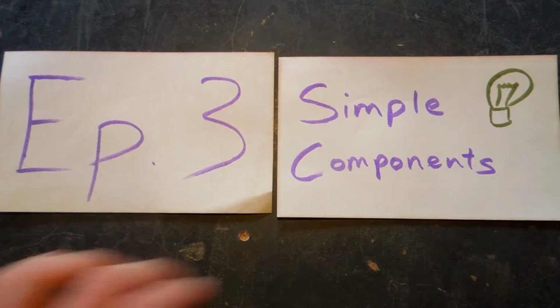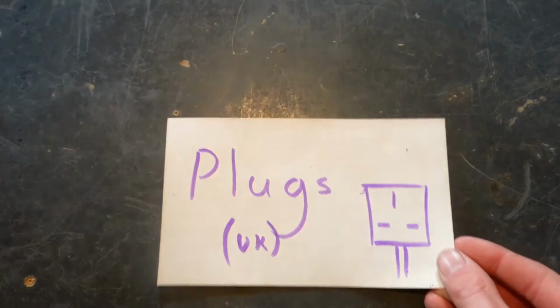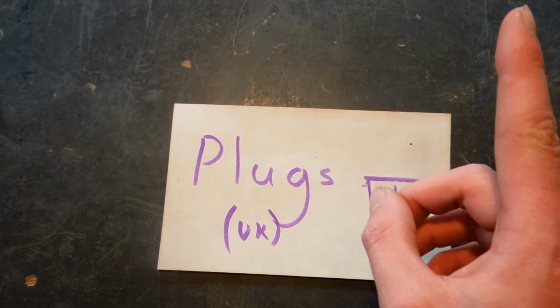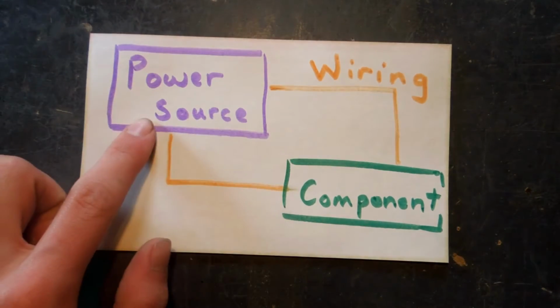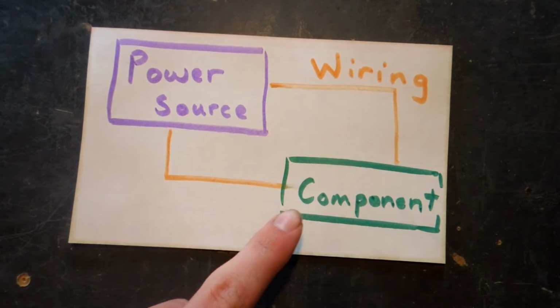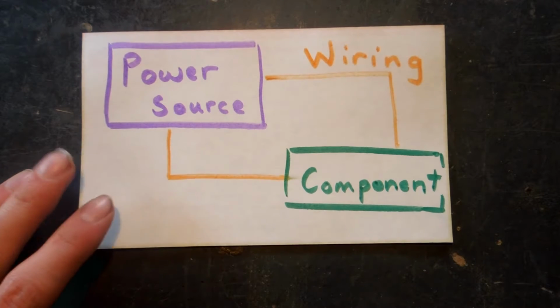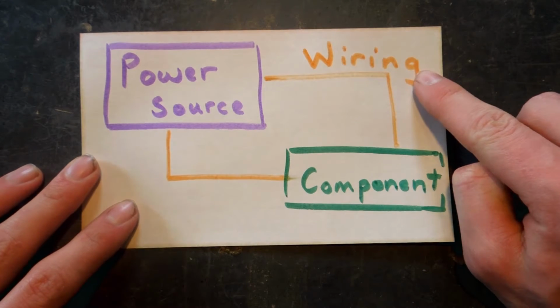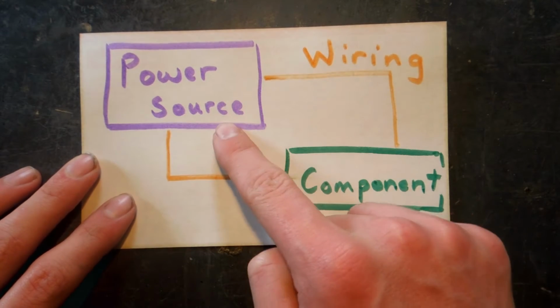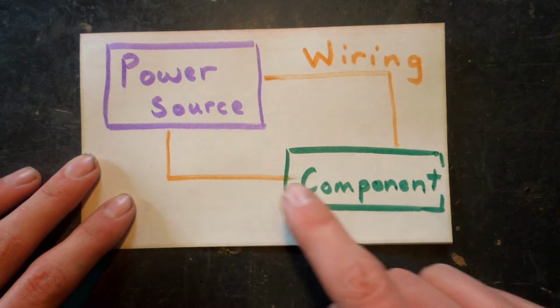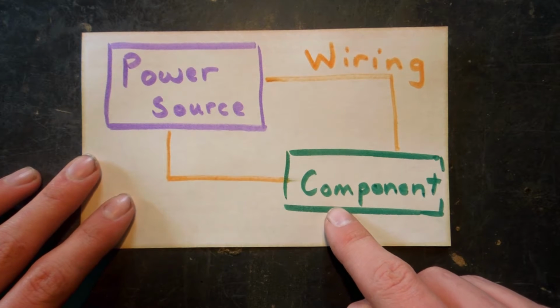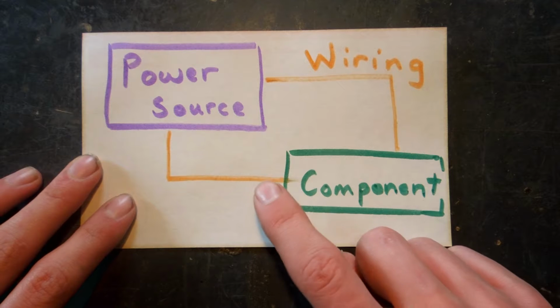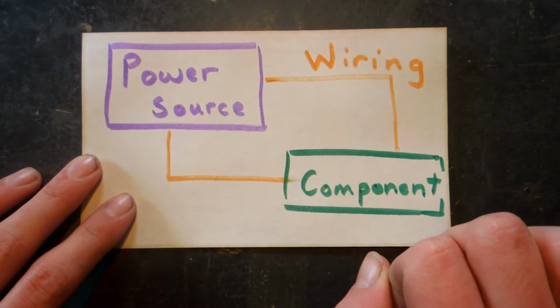In the previous episode we looked at plugs, and if you'd like to watch that you can look at it here. There are three main features in an electrical circuit, and they are the power source, the wiring and a component. In episode 1 we looked at the wiring. In episode 2 we looked at the power source, and now in episode 3 we're going to look at the component and how it can be connected to the power source via the wiring.